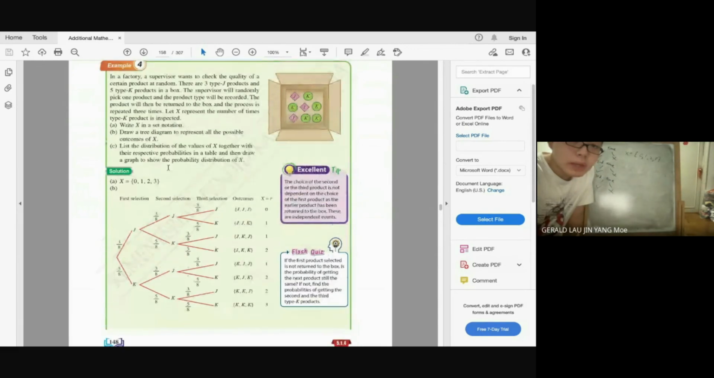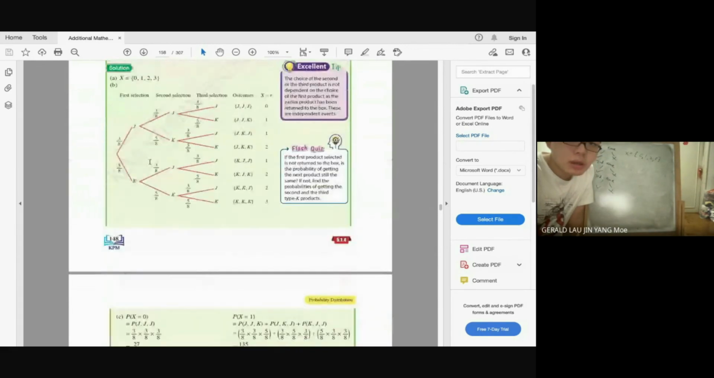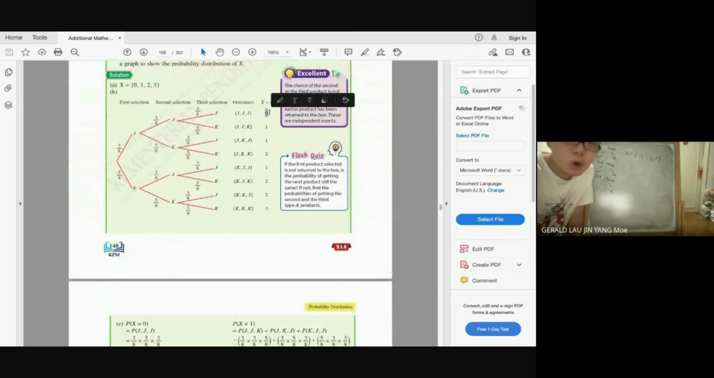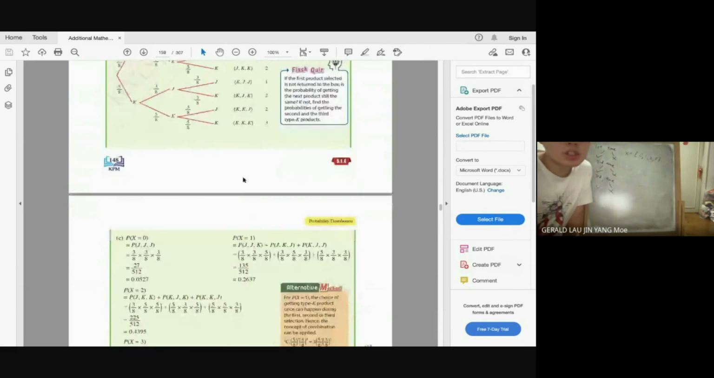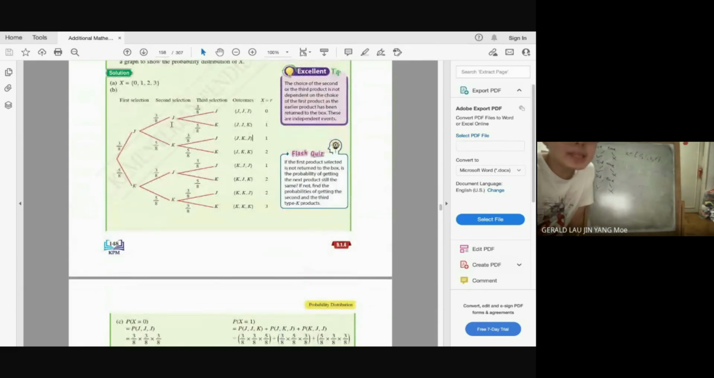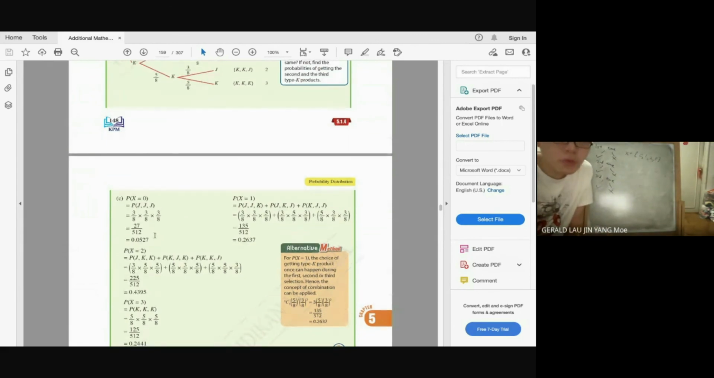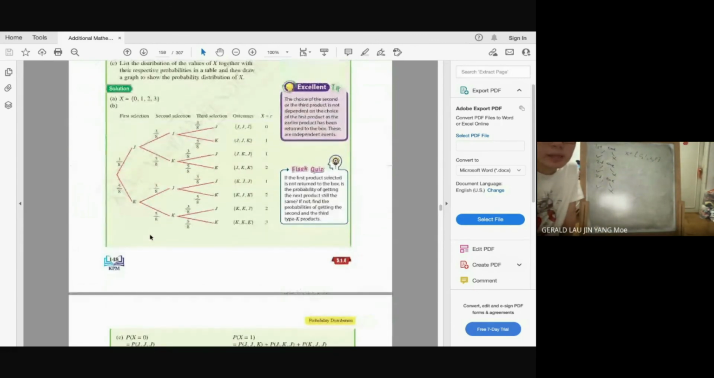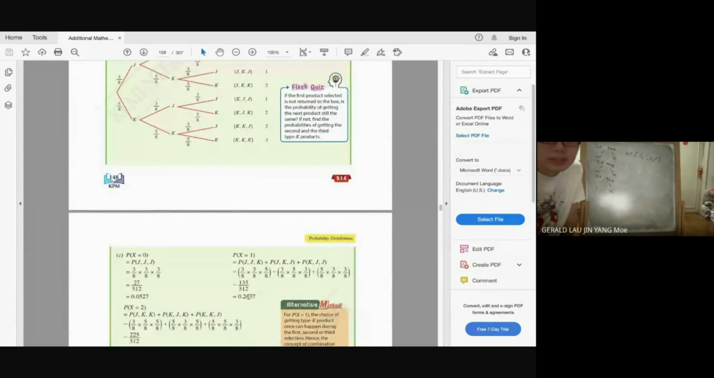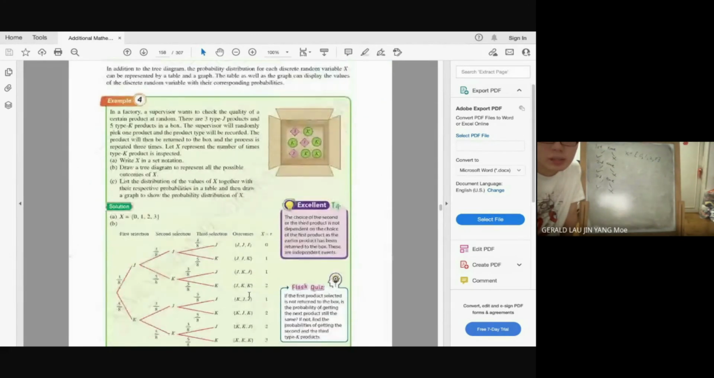Then you list the distribution. For X equals 0, when you get all J, you don't get a single K in the 3 times of inspection, so your probability is 3/8 times 3/8 times 3/8, which is this one. Remember, always give 4 significant figures or 4 decimal places minimum. Don't round off, or like this one, suddenly rounding off to 0.3, then it's gone. Don't round off.